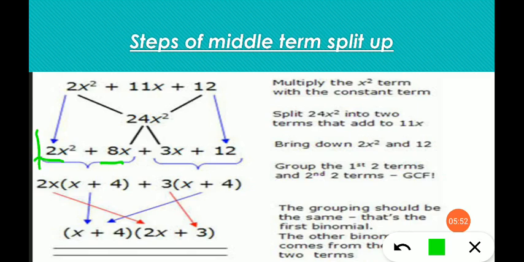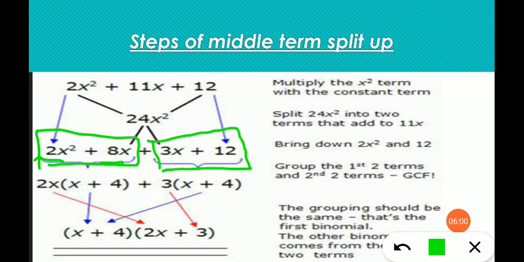We will make a pair like this, one group, and another pair will be 3x plus 12. Again we will take common, so 2x will be common, x plus 4, and here 3 will be common, x plus 4. Then finally x plus 4 will be common, and 2x plus 3 will be inside the other bracket. So the factors of the given question are x plus 4 into 2x plus 3.